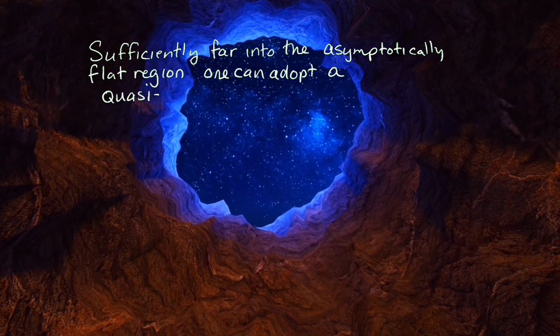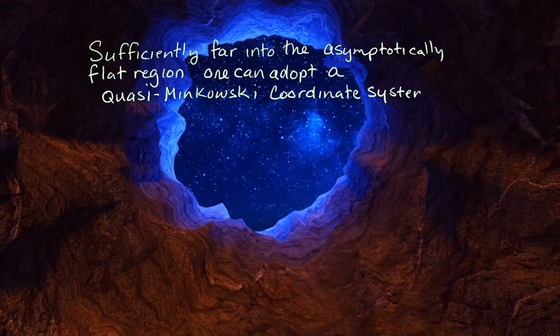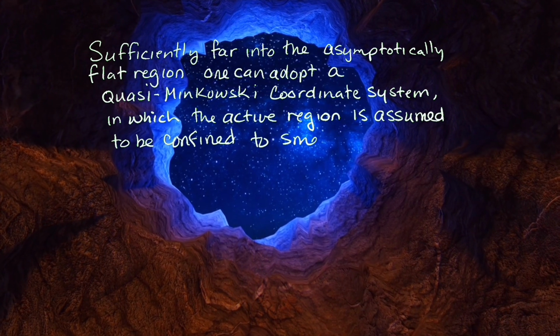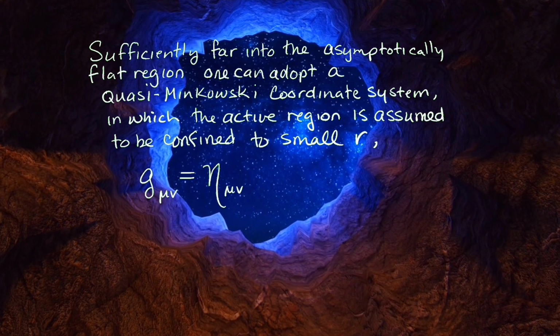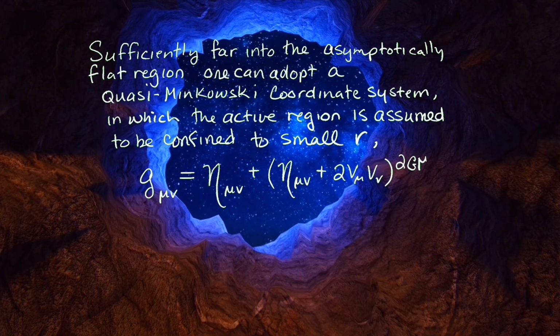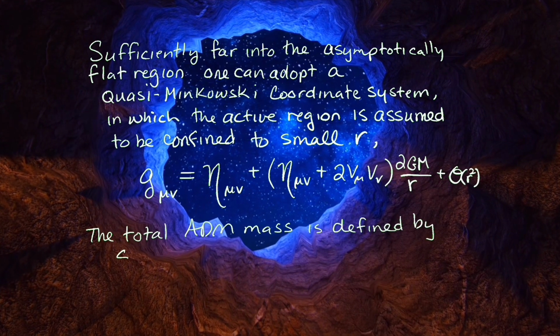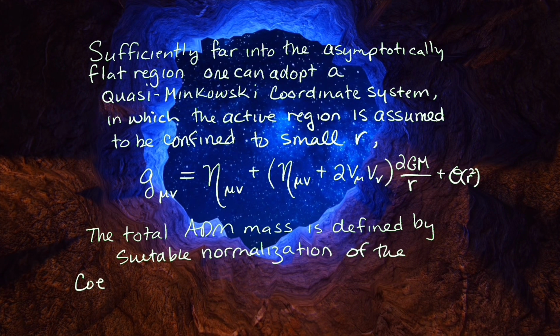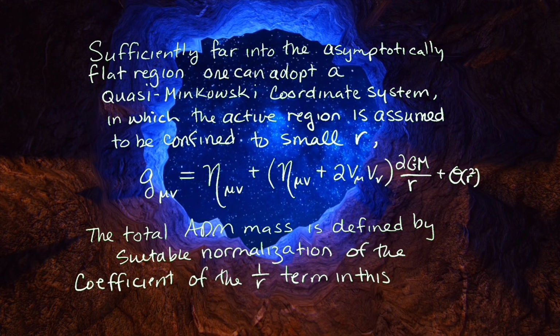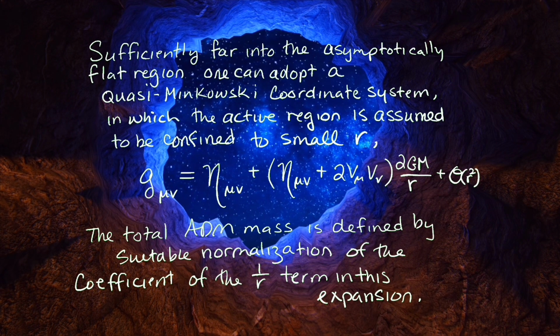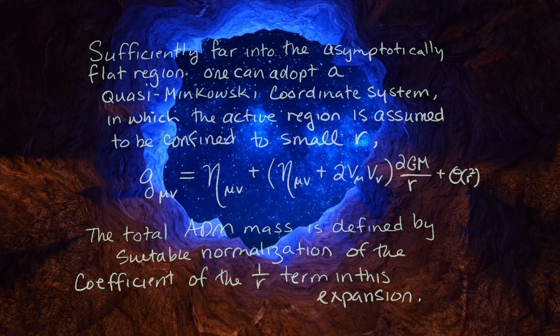Sufficiently far into the asymptotically flat region, one can adopt a quasi-Minkowski coordinate system, in which the active region is assumed to be confined to a small radius r. Then the metric can be expanded to first order, and the total ADM mass is defined by the suitable normalization of the coefficients of the 1 over r term in this expansion.